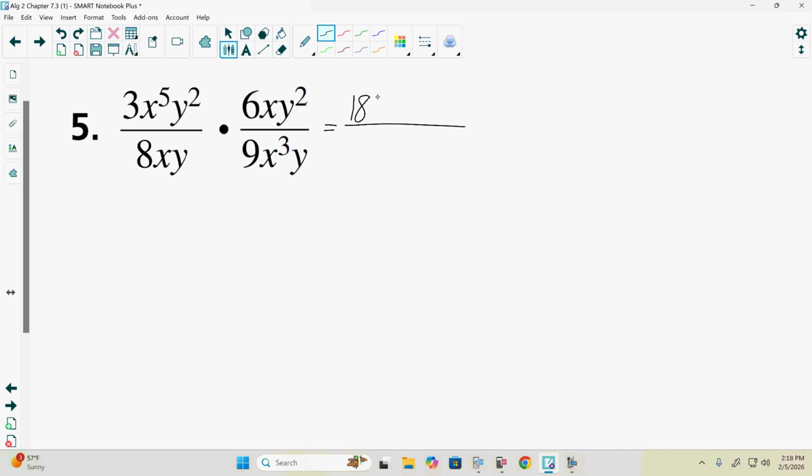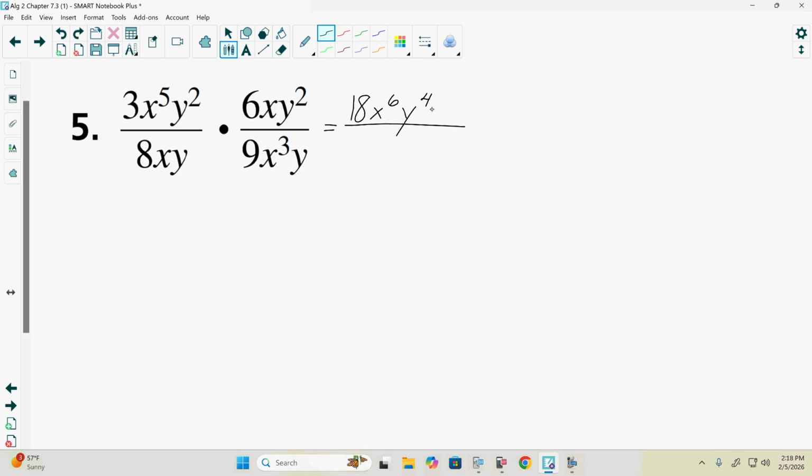x to the fifth times x, or x to the first: 5 plus 1 is 6. y squared times y squared: 2 plus 2 is 4. If writing it out so that we have 3 times 6 times x to the fifth times x times y squared helps keep track of everything and get you to the right spot, do that. If you can make this jump from here to here, do it that way. Do it the way that helps you get to the right answer.